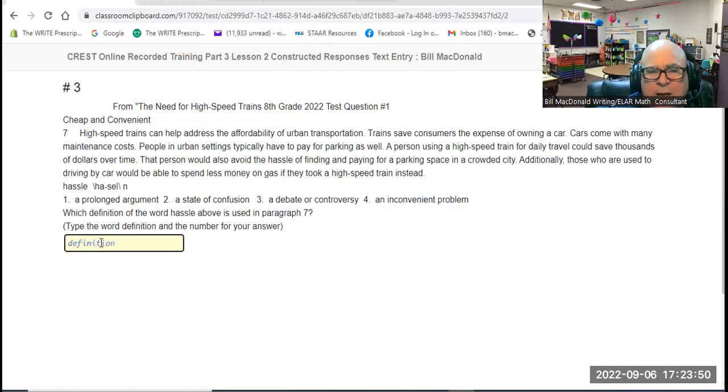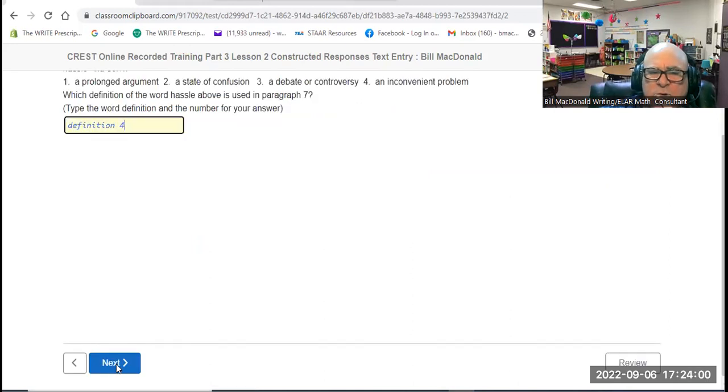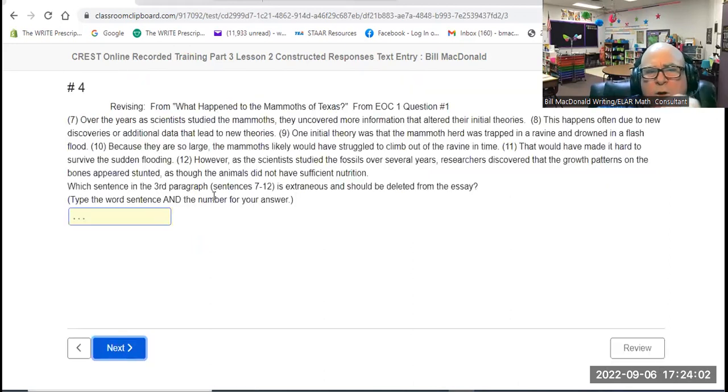Definition and the number for your answer. I'm going to probably choose number 4. Then I will scroll down to next. Number 4 is end of course number 1. This is a revising passage.